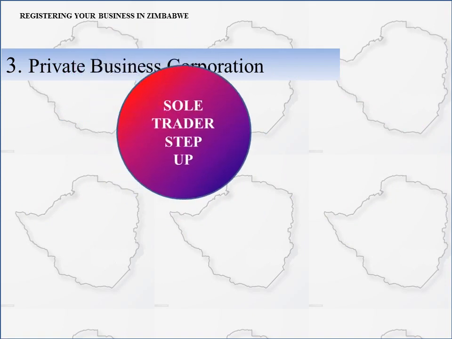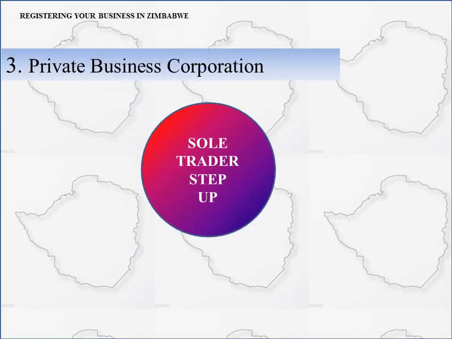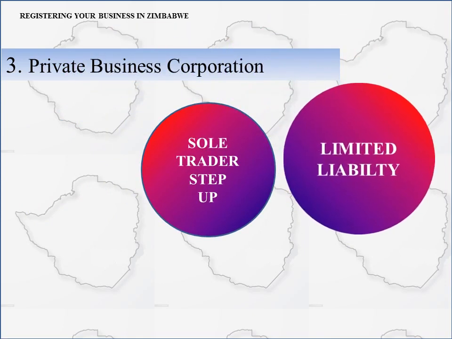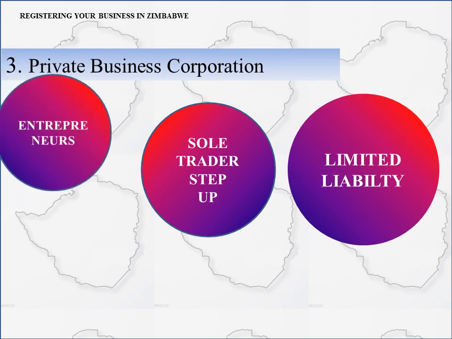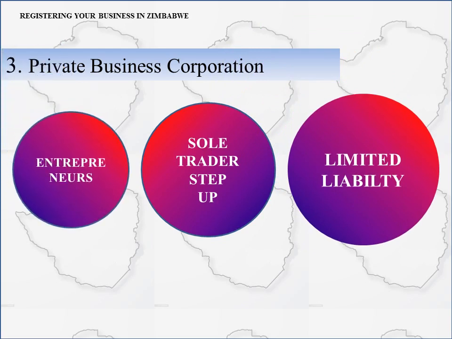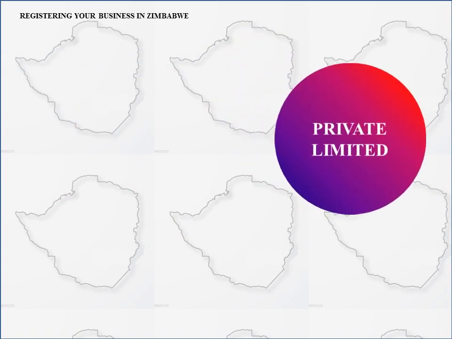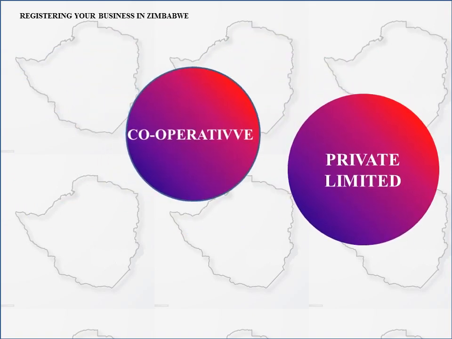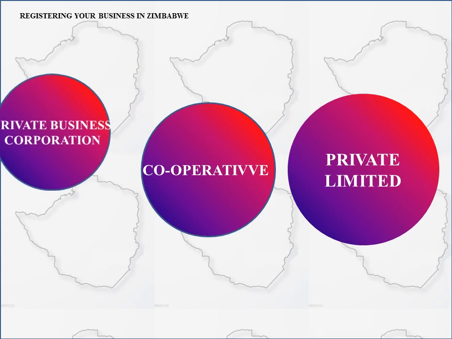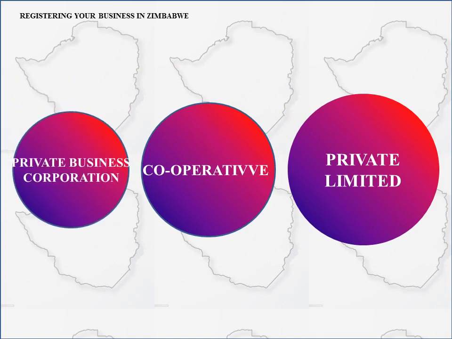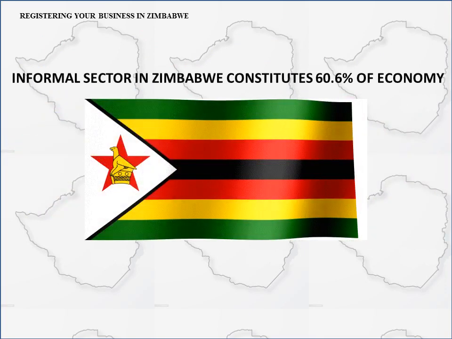3, we have a private business corporation. This entity is mainly for small to medium businesses and is a step up from a sole trader or sole proprietorship. It is established under the Private Business Corporation Act, Chapter 24(11). It gives a group of individuals in business that separate legal identity afforded by a private limited company. However, it has a restriction of 2 to 20 members only. These 3 are considered formal business entities and are all registered through the Department of Deeds, Companies and Intellectual Property.